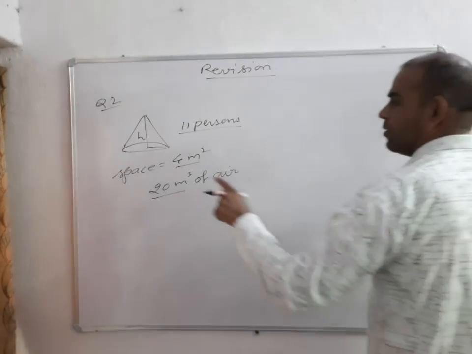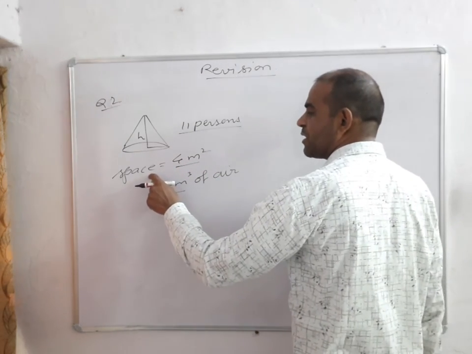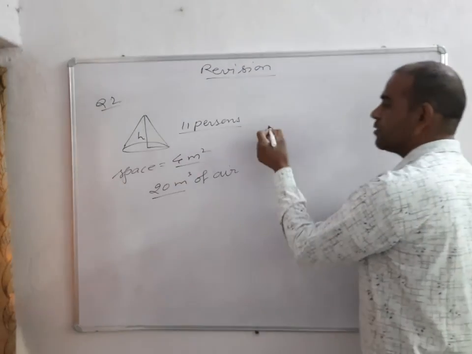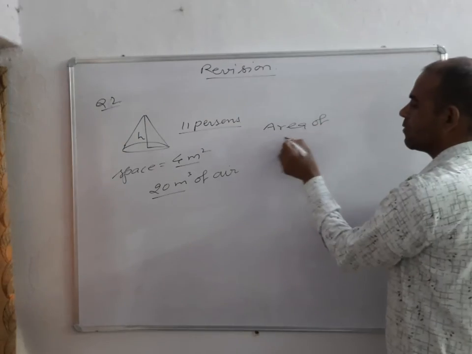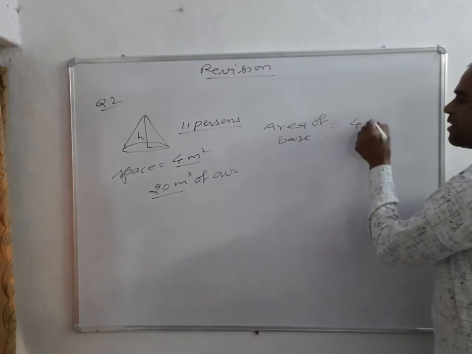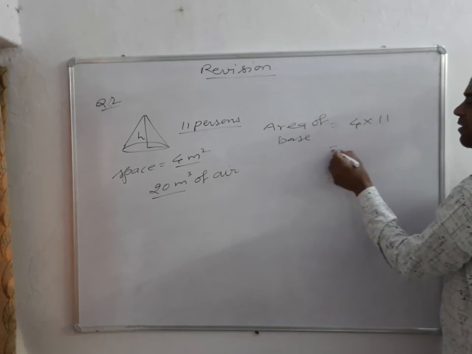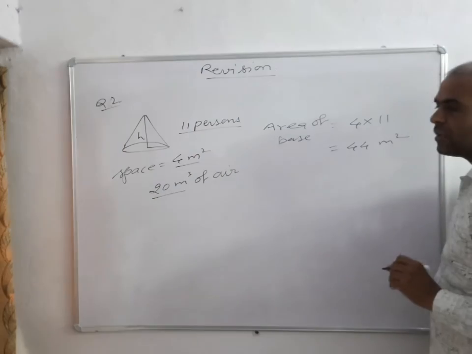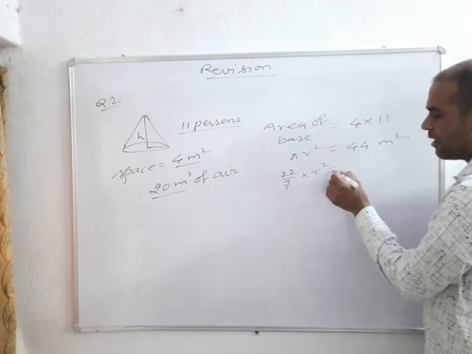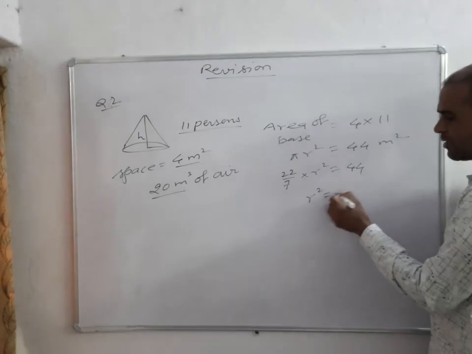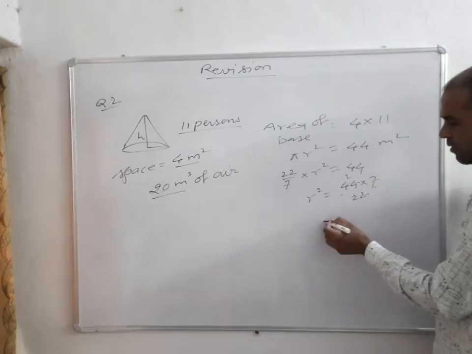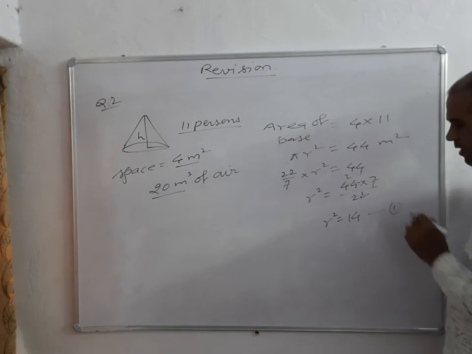So first of all, 4 meter square is the space for one person and 4 into 11 is 44. 44 meter square is the area of the base. So area of the base is equivalent to space required for one person multiplied by 11. So 44 meter square is the area of the base, that is pi r square. Pi is 22 by 7, r square equal to 44 into 7 by 22, and r square equal to 14. This is equation 1.